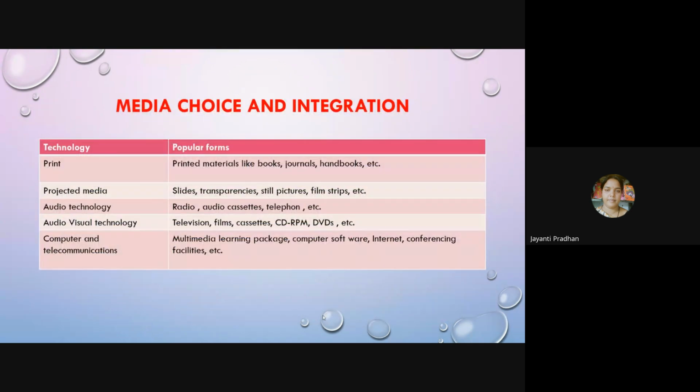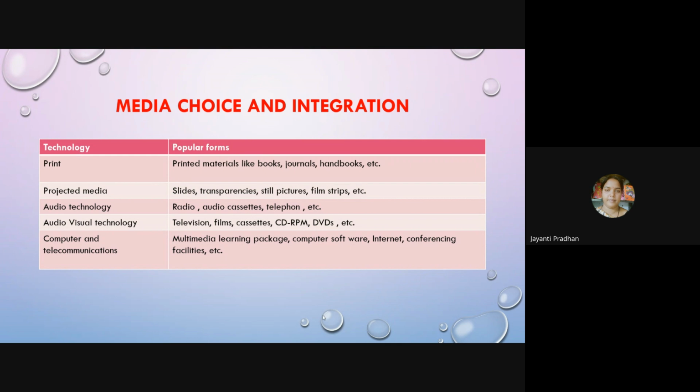So, what are the media? Here, these are the technology-based media and their popular forms: print, projected media, audio technology, audio-visual technology, computer and telecommunication. The popular forms are printed materials like books, journals, handbooks; projected media like slides, transparent sheets, still pictures, filmstrips; audio technology, that is radio, audio cassettes, telephones, mobile phones, smartphones, we can add that. Then audio-visual technology: television, films, cassettes, CD-ROM, DVDs, etc.